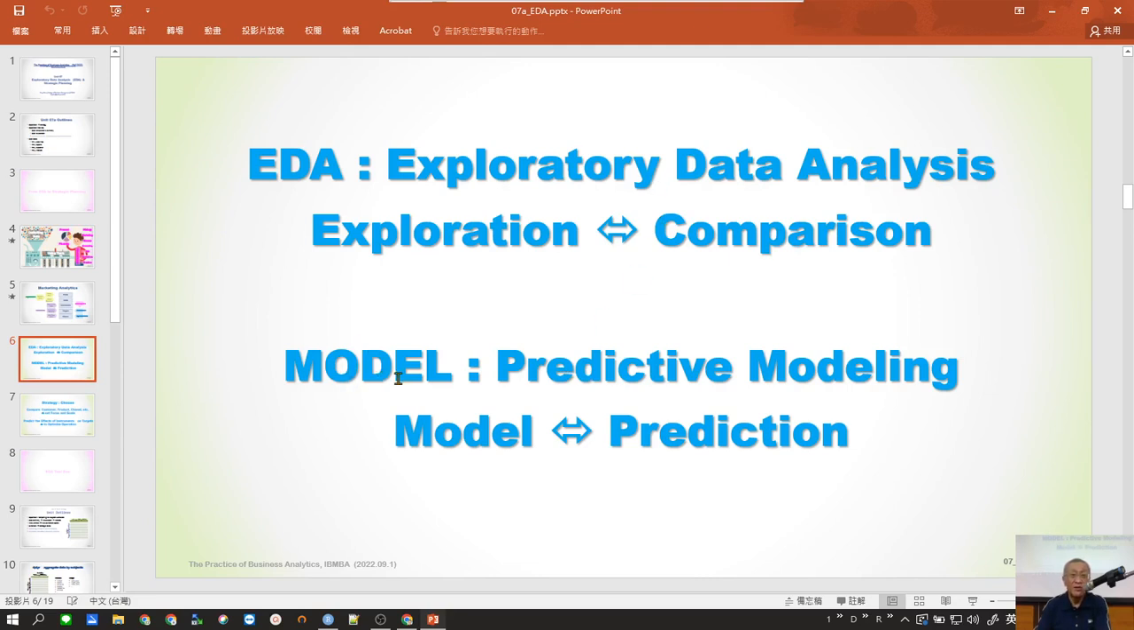And when we are doing models, that is for the second half of the course, okay? Model is for prediction, okay? And EDA is for comparison, for exploration. You do exploration for strategy, and you do prediction for operational design, okay?